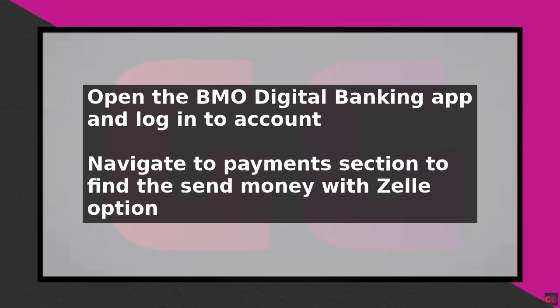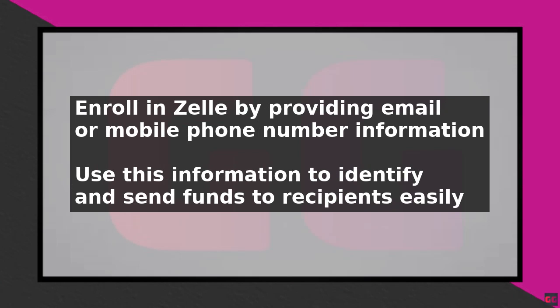After enrolling in Zelle, you can start sending money to friends, family, or anyone with a U.S. bank account. To do this, select the Send Money option and enter the recipient's email address or mobile phone number. Choose the account you want to use to send the funds and enter the amount you want to send. Review the transaction details to ensure everything is correct, including the recipient's information and the amount. If everything is correct, confirm the transaction. The funds will be sent directly to the recipient's bank account, usually within minutes.